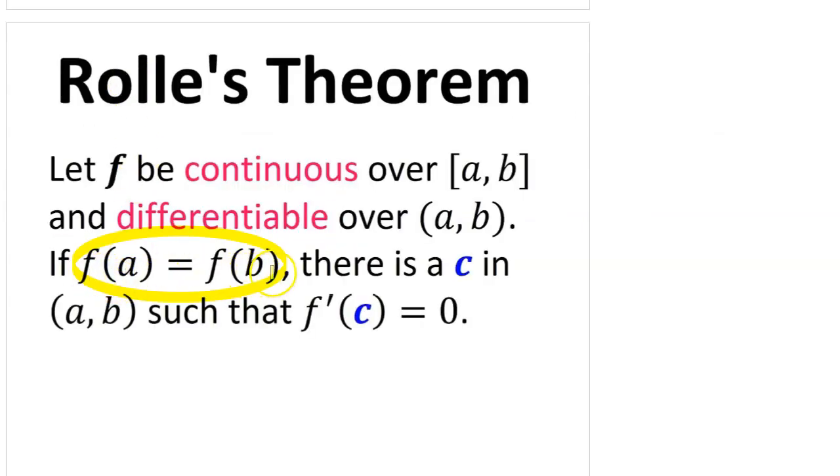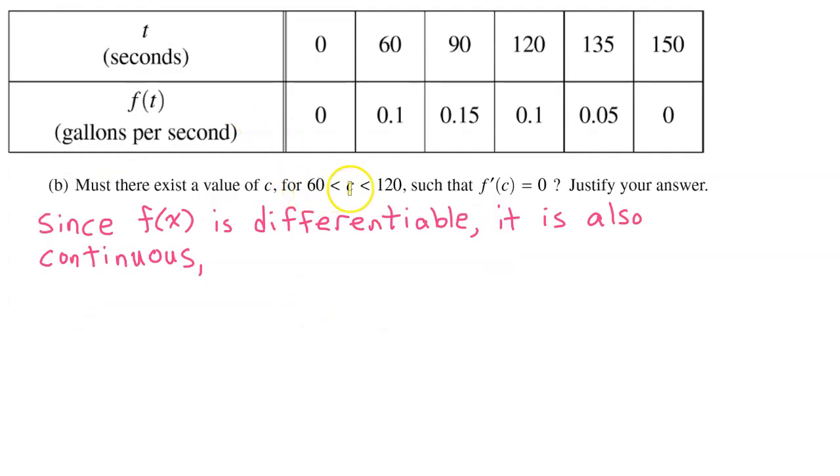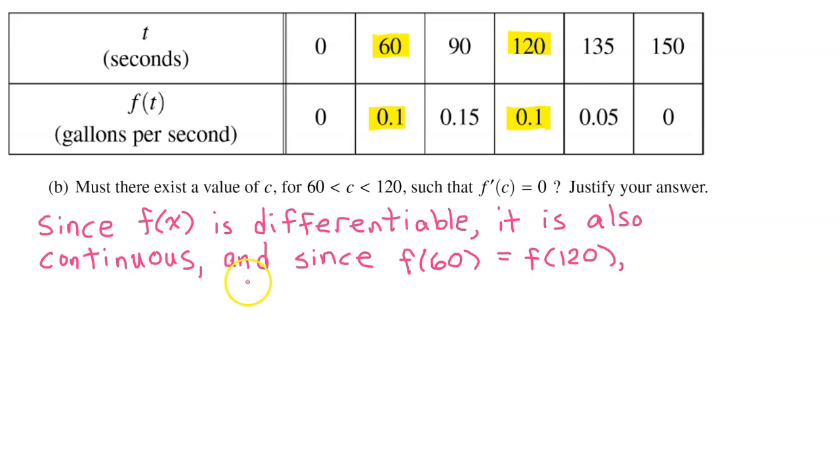The other precondition is that f at a must equal f at b. In other words, the value of the function must be equal at 2 different places. The given interval is between 60 and 120. So here's 60 and here's 120. Notice that the value of the function is equal at both of these endpoints. So this is our a and our b. We can establish that the second precondition has been met by adding, and since f at 60 equals f at 120, that's your f at a equals f at b.